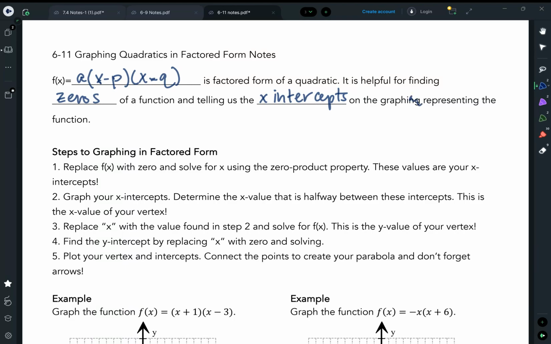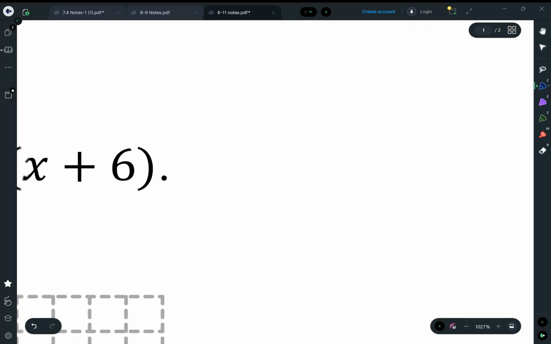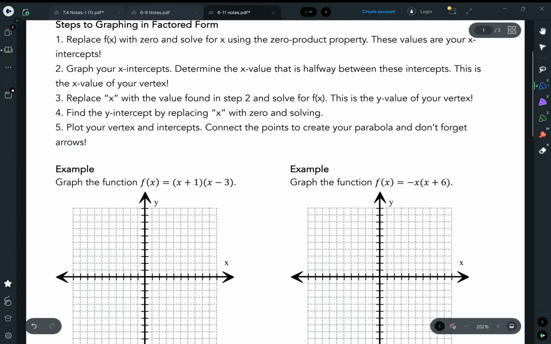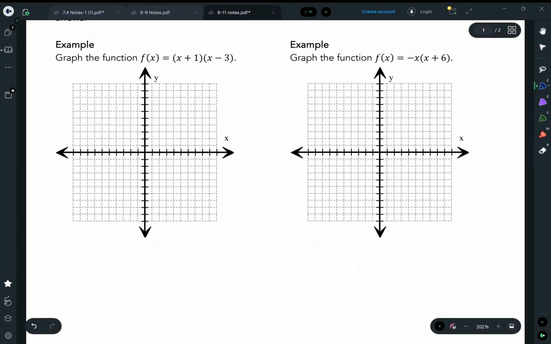So here are our little steps. We're going to start by solving with zero product property. We're putting our f of x or y equals 0 here, and those are our x-intercepts. We're going to graph our x-intercepts and then find our vertex. We're going to replace x and solve for y. We've got lots of steps here. I really think it's going to make more sense if we just go through and work them out.